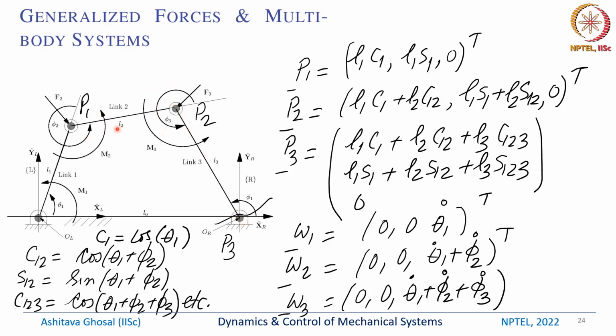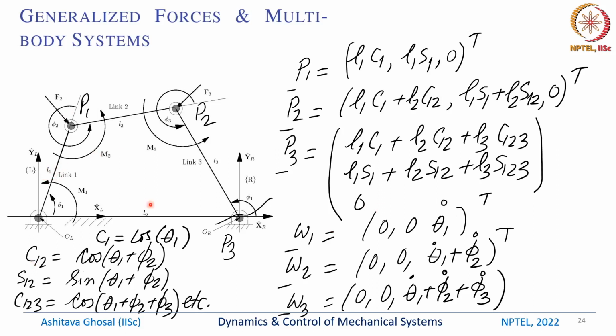The P3 point is given by L1 C1 plus L2 C12 plus L3 C123. I am choosing this theta 1 angle, and this is phi 2 angle, and this is phi 3 angle. So C12 here corresponds to cos of theta 1 plus phi 2. C1 corresponds to cos of theta 1. So C123 is cos of theta 1 plus phi 2 plus phi 3, and so on. So P3 is given by L1 C1 plus L2 C12 plus L3 C123, and L1 S1 plus L2 S12 plus L3 S123, and again z coordinate is 0.